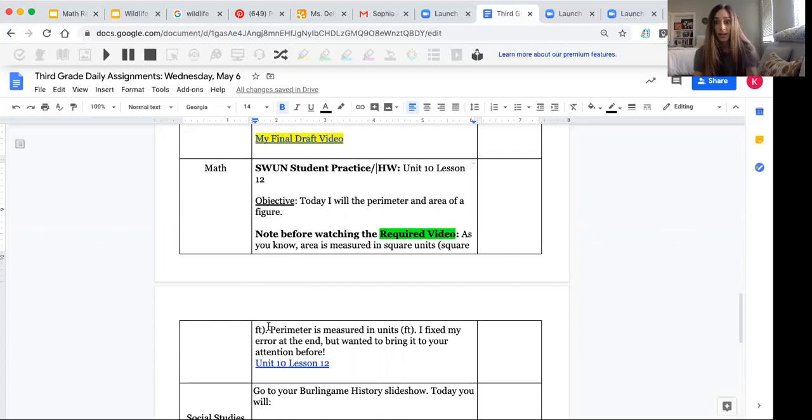Well, in the first one, I accidentally said square, whatever unit it is that we are working with, square feet for the perimeter. And I realized it on the second problem. So I said, oh no, I made an error. So I fixed it. We all make mistakes. It's totally fine, right? But I want you to know that before you watch, okay?